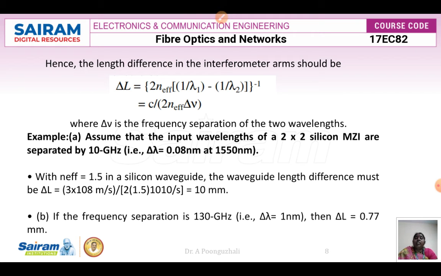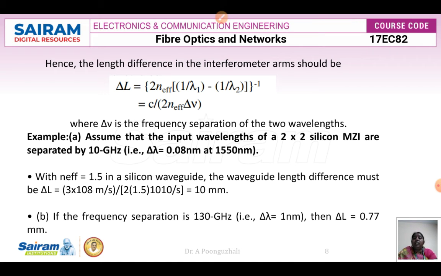So now we will take an example. Assume that the input wavelengths of a 2x2 silicon Mach-Zehnder interferometer are separated by 10 gigahertz. Del lambda is equal to 0.08 nanometers at 1550 nanometers. So with N effective, that is your refractive index, going to be 1.5 in the silicon waveguide, the waveguide length difference must be del L equivalent to C by 2 into N effective, using this formula.